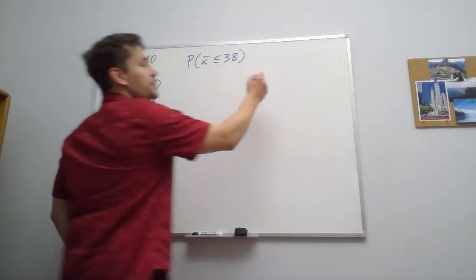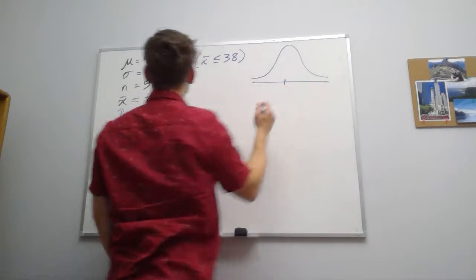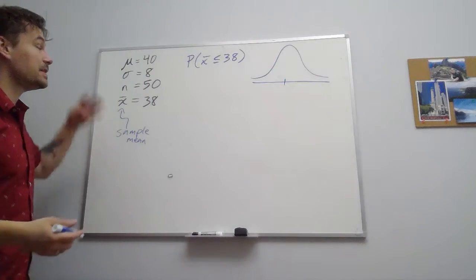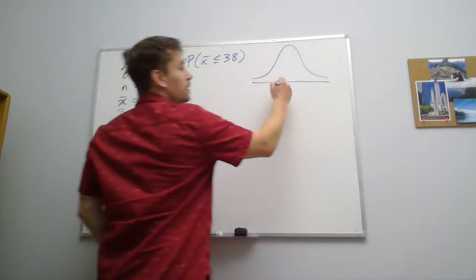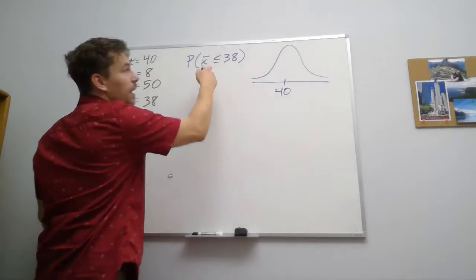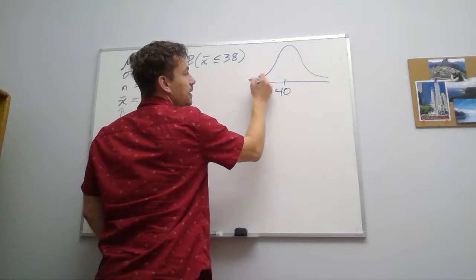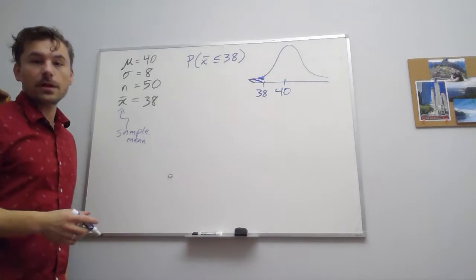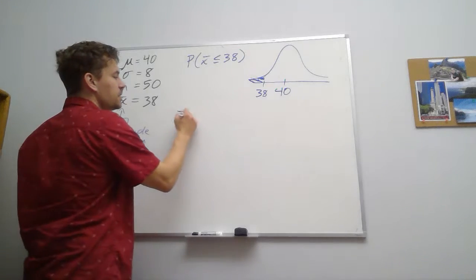So we could visualize this. The mean here for the entire population, that would be the same as the mean for our samples of 50, so that's 40. And we're curious, okay, what's the likelihood that we end up there? So, okay, the first thing we have to do is find a z-score.